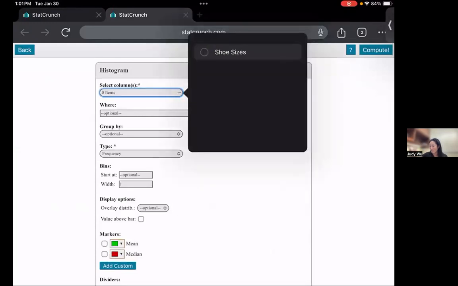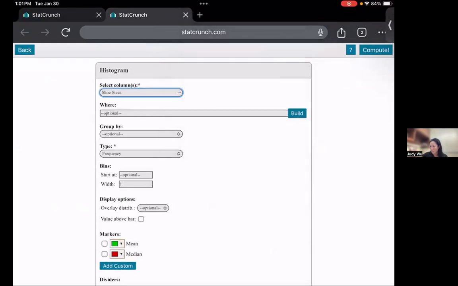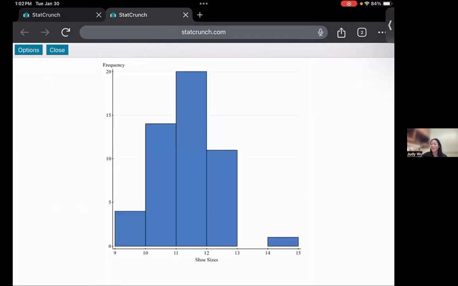Whoops. Oh, I have to do it all over again. Shoe sizes and frequency and bin by 1. Let's compute. Now this looks a lot more like the one we had, right? So it was just that we had to be more specific about how wide we wanted those class intervals to be, and we want them to be 1s, not counting by 0.5s. And now we get a graph that looks just like the one we had.